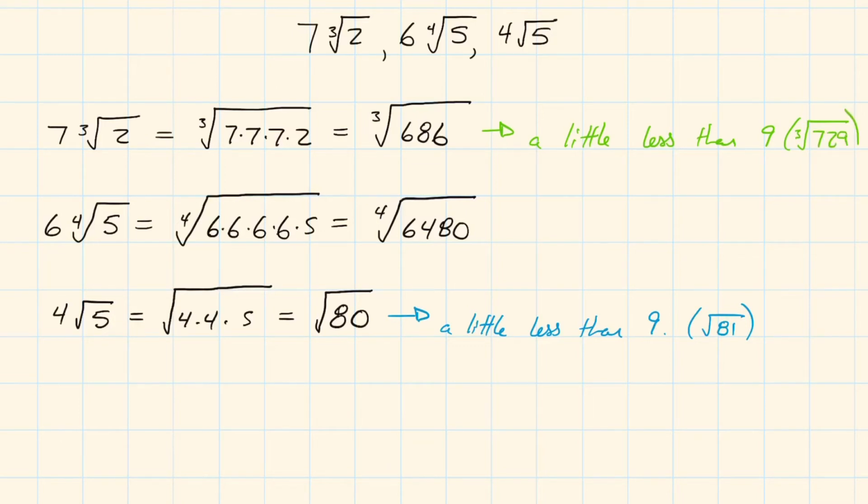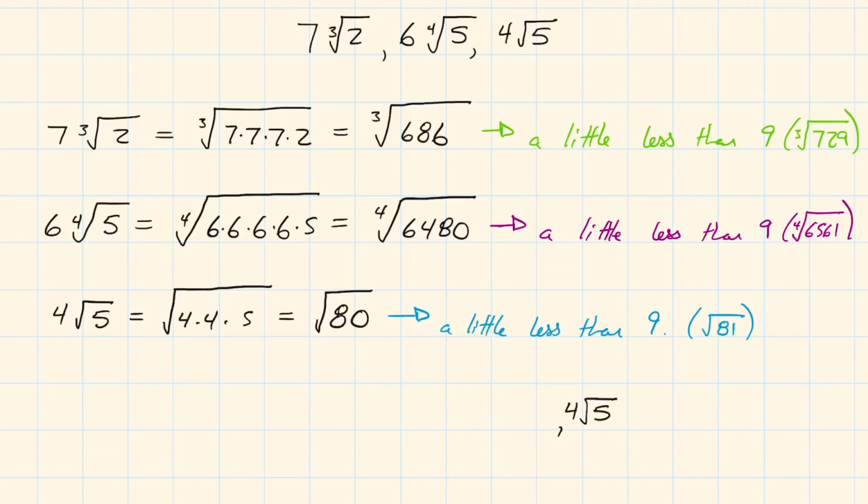Well, because it's 9, I'm going to figure out 9, and I just went 9 times 9 times 9 is 729. Oh, look at that. 686 is just a little less than the cube root of 729, but it seems farther away than 81 is to 80. So now I'm going to look at 9 times 9 times 9 times 9, and I get 6,561. And look at that, 6,480 is pretty close to that as well, but I'd say 81's closer to 80.